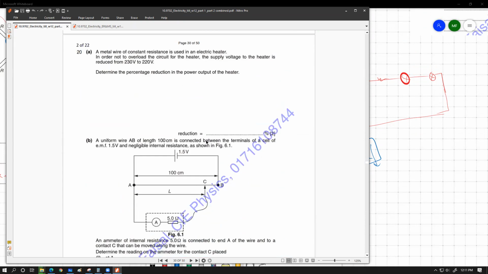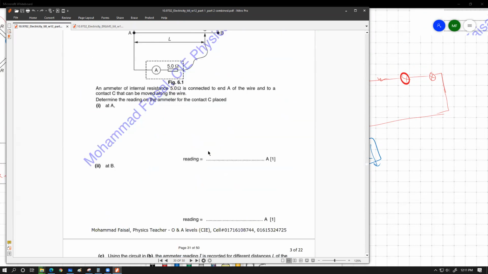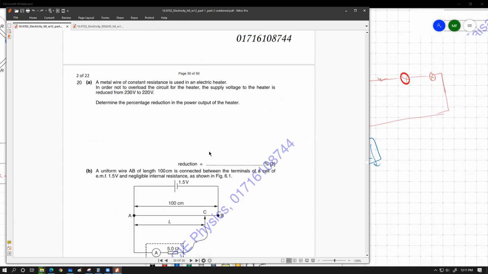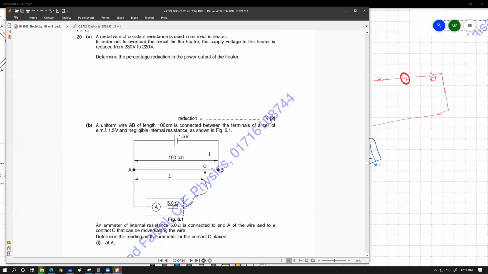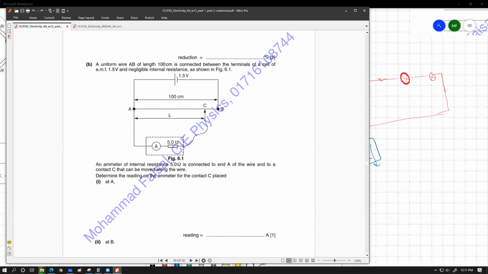We're going to the part 2 for this question. It's very simple. I don't see much problem over here. No, I actually see some problem. I want you to attempt question number 20. This is a unique question where the ammeter has an internal resistance of 5 ohm.